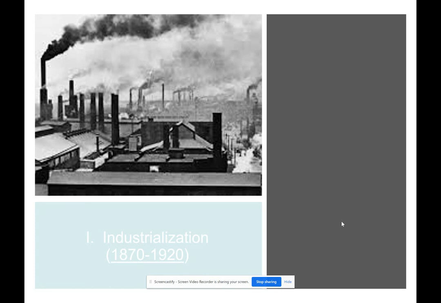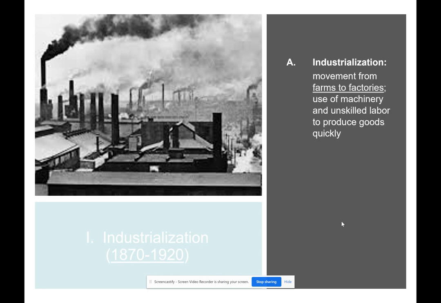I'm your instructor, Ms. Lajano, and today we're going to be focusing on the growth of industry in the United States. So we have already talked about how industrialization was a movement that occurred between 1870 and 1920. This was a movement from farms to factories that emphasized the use of machinery and unskilled labor to produce goods quickly. So essentially, we're moving from an agrarian society to a factory-based society. We also talked about how that led to urbanization, which is the rapid growth of cities.